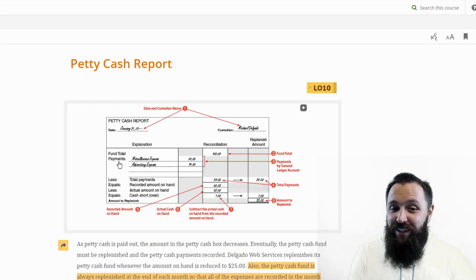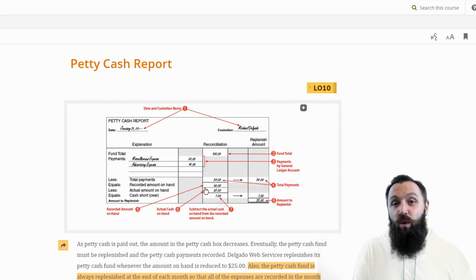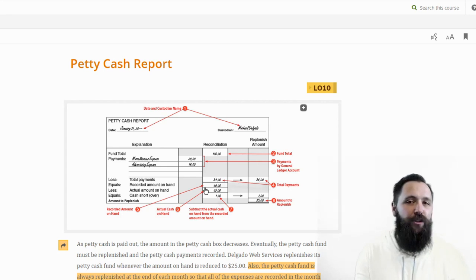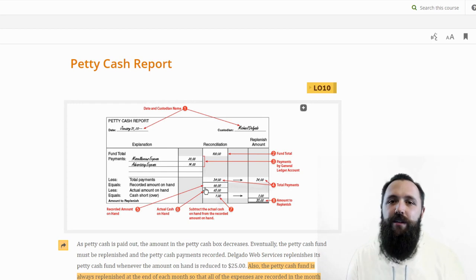So you can see here, it shows the reconciliation: less total payments, which means we're going to subtract the payments we had. And that's going to equal the recorded amount on hand. Now you can see that it says recorded. This is what's supposed to be on hand. We just take that from what the account started with minus the payments. So we should have $66. At this point, we go in there and we count the actual money. How much do we actually have on hand? Because we're going to write that out in the next spot. Well, the actual amount on hand is 65.